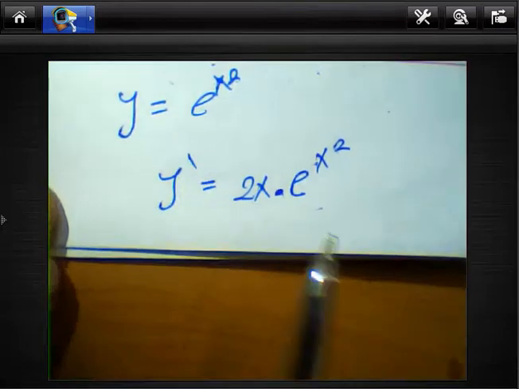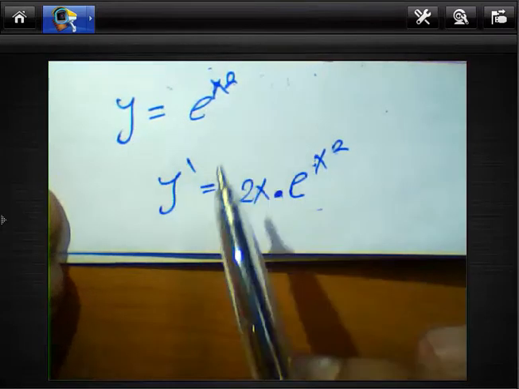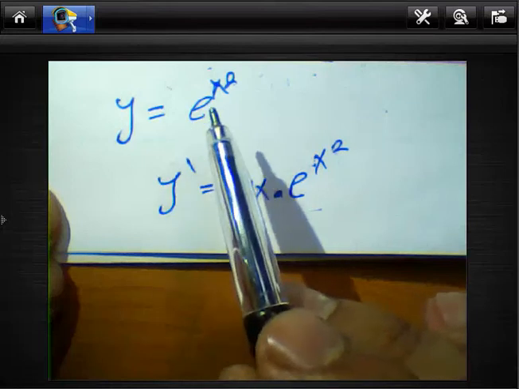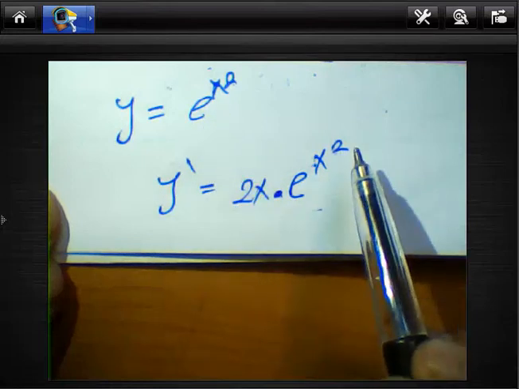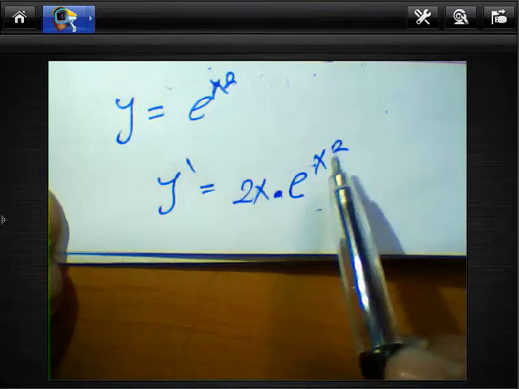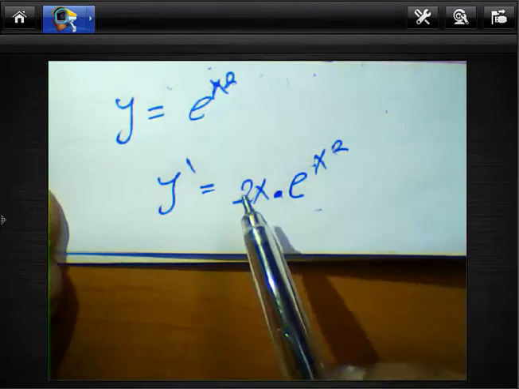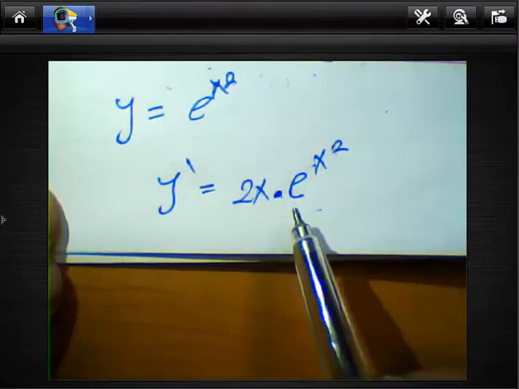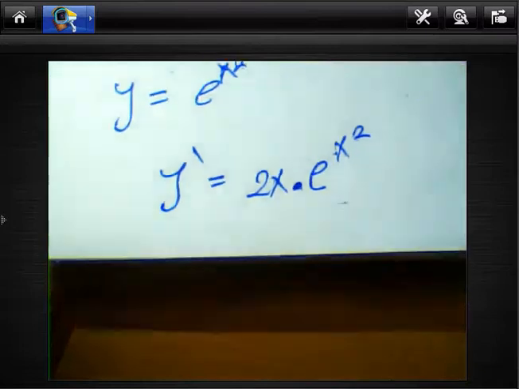And what about this equation? y equals e^(x^2). We can write this function here, e^(x^2), multiplied by the derivative of this power, which will be 2x. So the result will be 2x multiplied by e^(x^2).